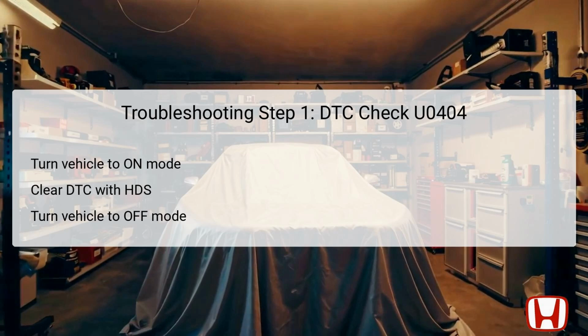After clearing the DTC, turn the vehicle off completely to ensure any transient errors are wiped away. Allow a moment before returning the vehicle to the on position again. Once in this mode, recheck for any pending or confirmed DTCs using the HDS, which allows you to confirm if U0404 or any other codes persist.